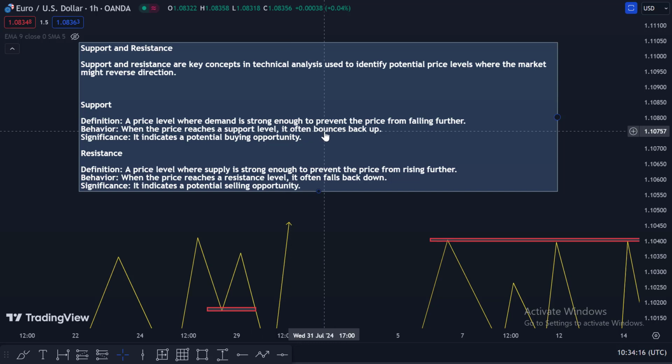Let's say the market is going down, it gets to a support area, it bounces up. Resistance: a resistance is a price level where supply is strong enough to prevent the price from rising further. The behavior of a resistance: when price is reaching a resistance level, it often falls back down. Significance: it indicates a potential selling opportunity.